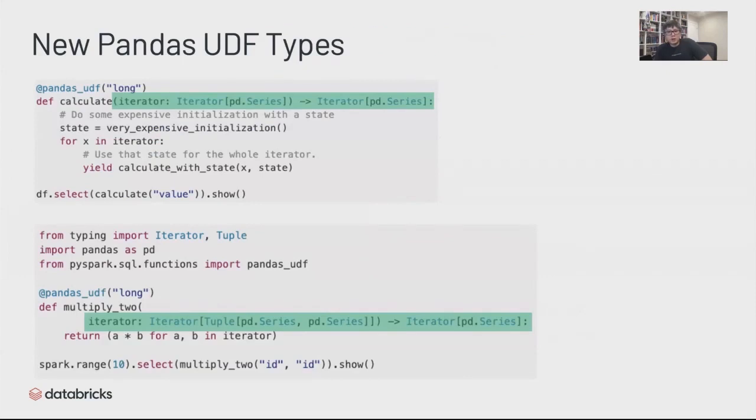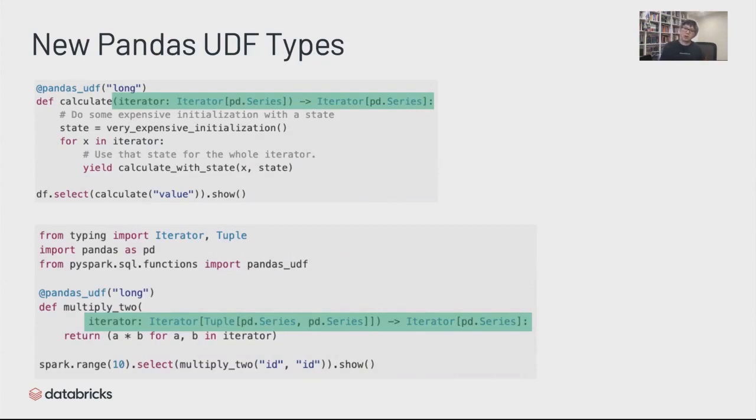In addition, the old pandas UDFs were split into two API categories: pandas UDF and the pandas function APIs. You can treat a pandas UDF in the same way that you use other PySpark column instances. For example, here's calculate value. You are calling the pandas UDF calculate.